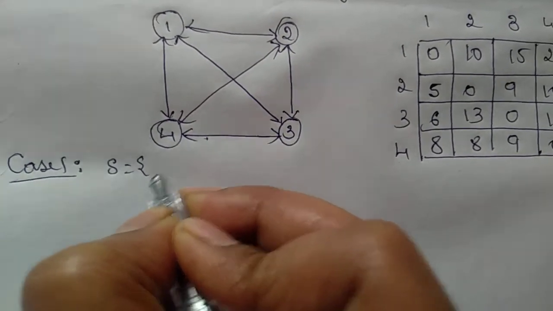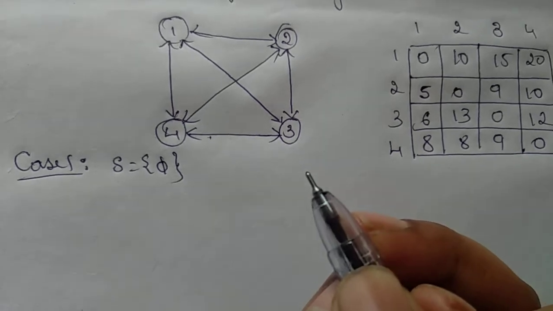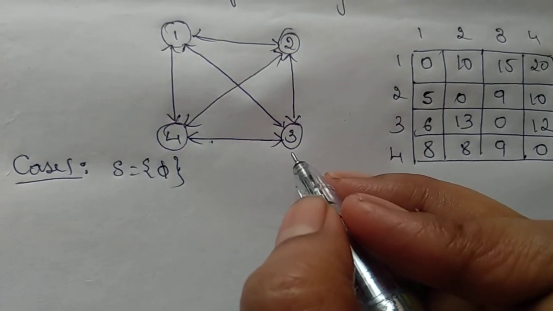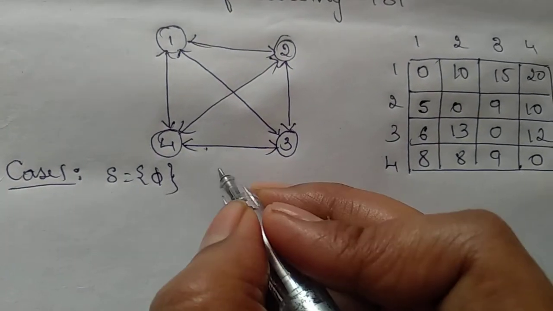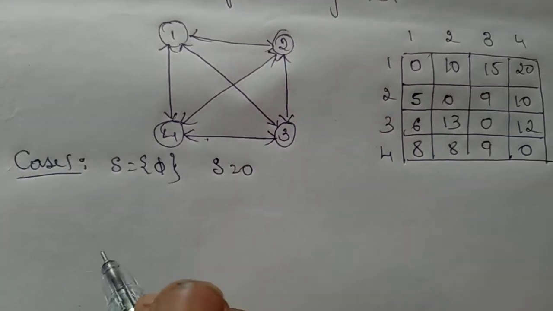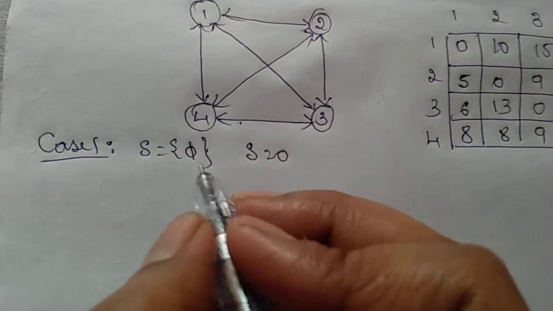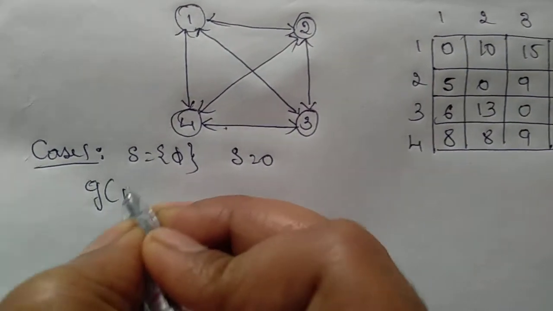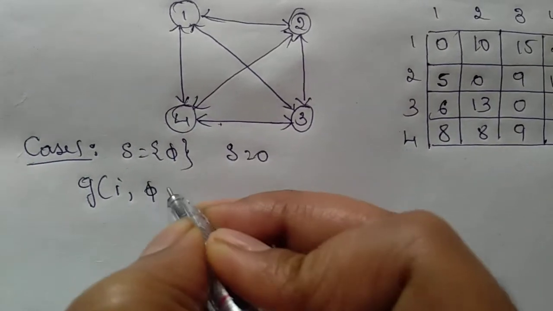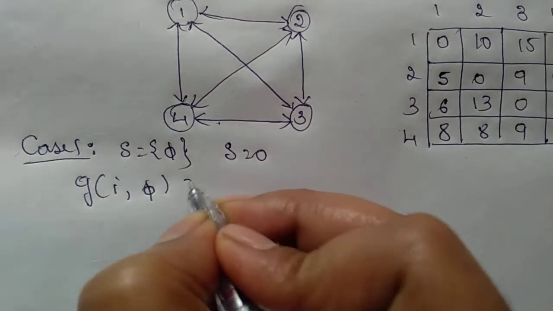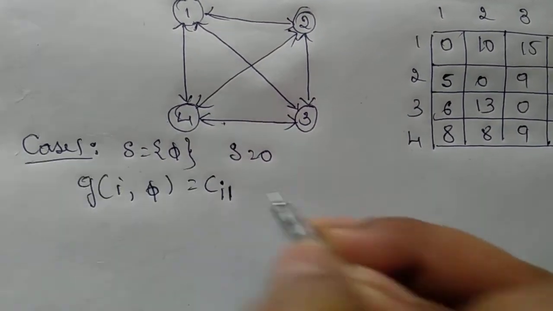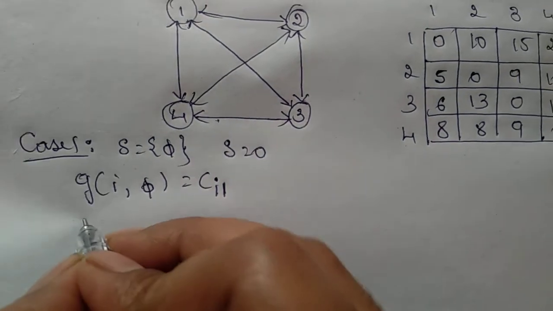S is equal to phi. I am not considering any other vertex, only one vertex. So what is the meaning of this? S is equal to 0. I am not considering any other adjacent vertices, only the self vertex. You know the basic condition, that is G of i, phi is equal to C i1.